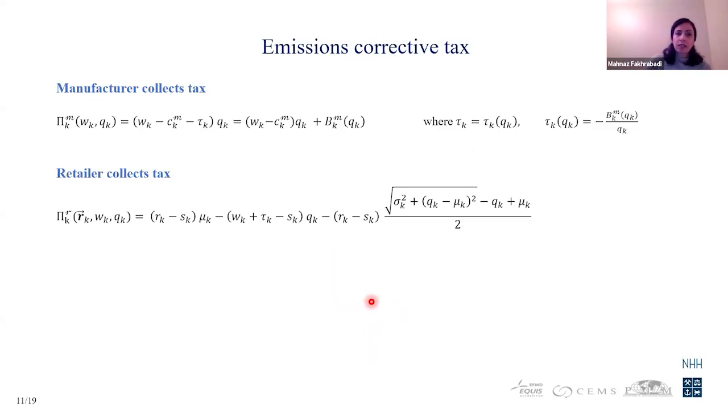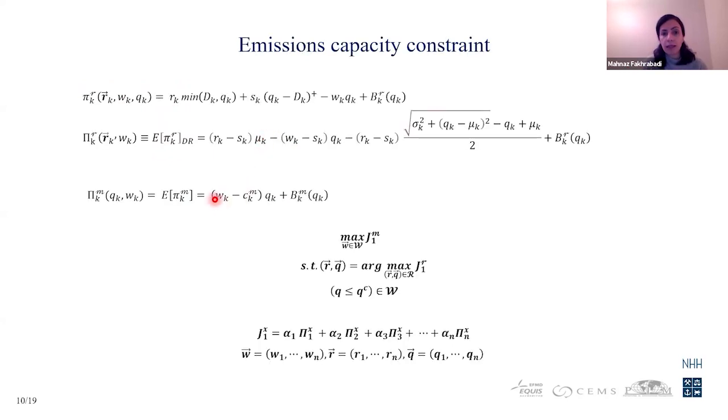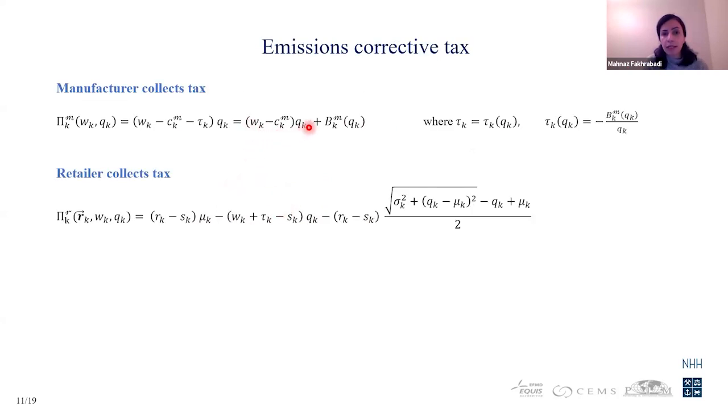In the emission corrective tax, we have two players here. Either the manufacturer collects tax or the retailer collects tax. For the manufacturer, we were talking in the previous slide, if we just go back here, we were looking at this. We have what we usually have in all of the profit functions for the manufacturer, plus a corrective action here. And we know that it has to be equal to this equation, when we know that the tax is indeed a cost for the manufacturer. So we can write it as this as well.